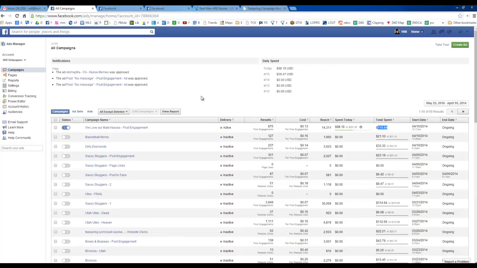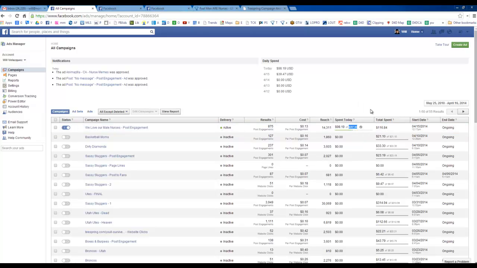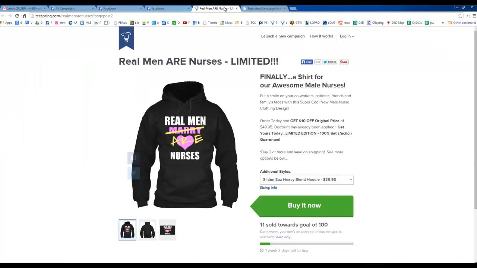Right now we've got it set at spending about $200 a day, and we'll just monitor that over the next day or two. Really we shouldn't be spending more than an hour or two a day, just checking in, seeing if there are any tweaks that need to be made.